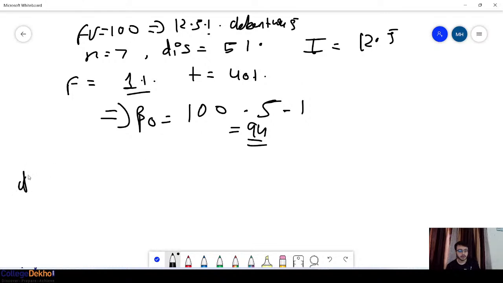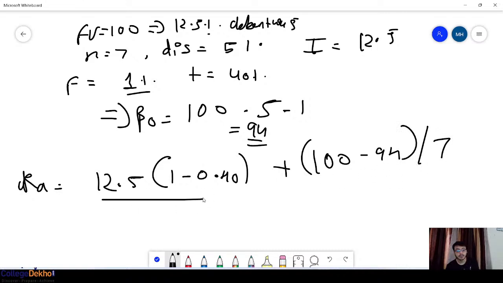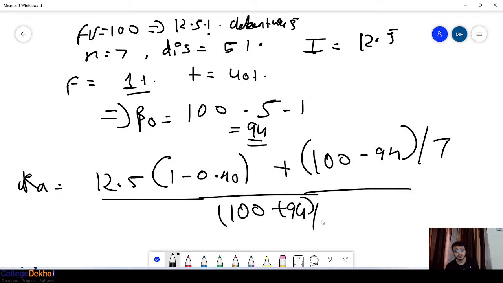अब calculate करते हैं और cost of debt. Interest is 12.5, multiplied by 1 minus your taxation. For redemption value of face value is 100. Net proceeds is 94. कितने साल के लिए लिया गया है? 7 years के लिए. बस ये bracket होगा divided by 7, divided by your 100 plus 94. इस पूरे को तुम divide कर दोगे 2 से, sorry 2 से. This 2 is constant.